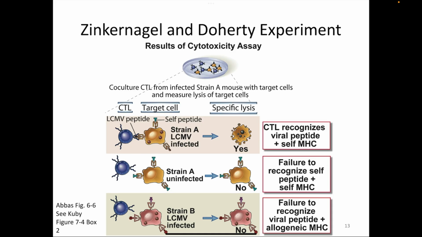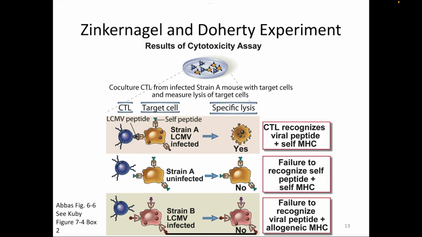And they saw that these CTLs only were able to kill in some situations. So the CTLs were only able to do their job sometimes. So if we had a situation where the target had been infected with the same virus, LCMV, and it was the same genetic type, strain A, then we saw the CTL killing. The T cells could do their job. And that's also shown up here, strain A, LCMV infected.